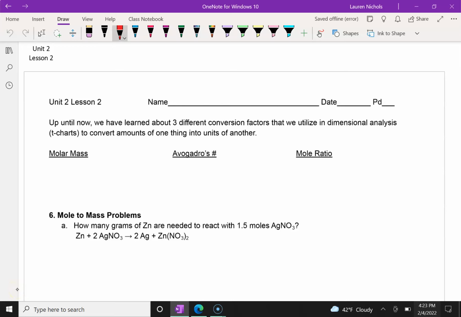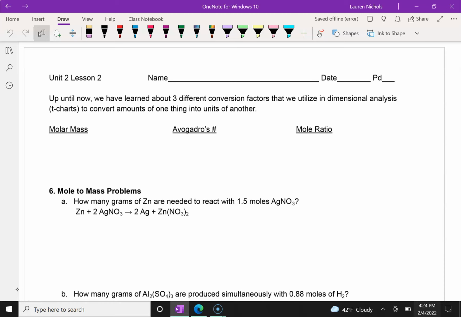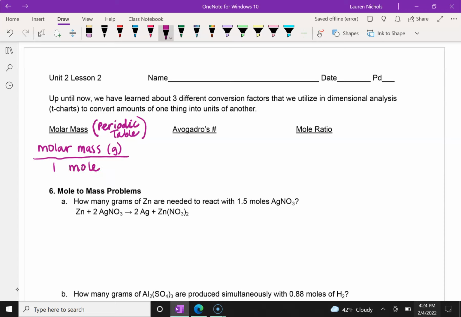Everyone. So up until now, we've learned about 3 different fractions or conversion factors that we can use in our T-charts. The first one we've learned about was molar mass. Remember, you can figure out the molar mass by using your periodic table. And when you write it, it's always going to be molar mass, like whatever you calculated, next to grams, and it's always equal to 1 mole of whatever chemical you have.